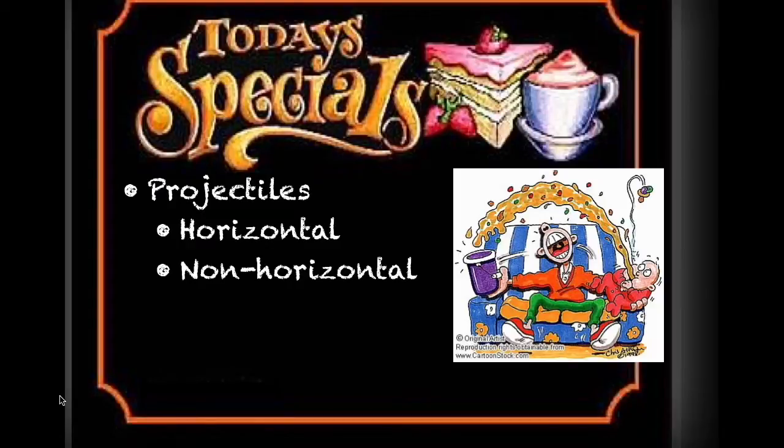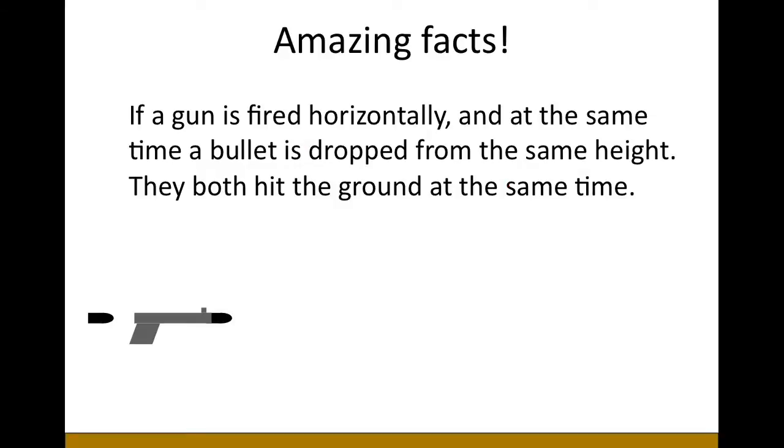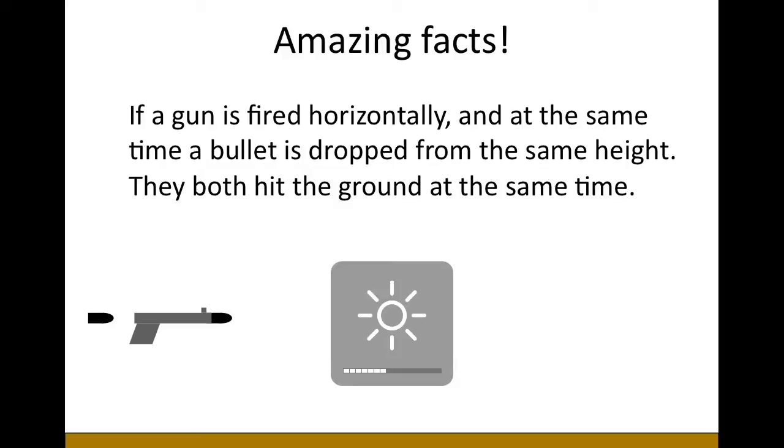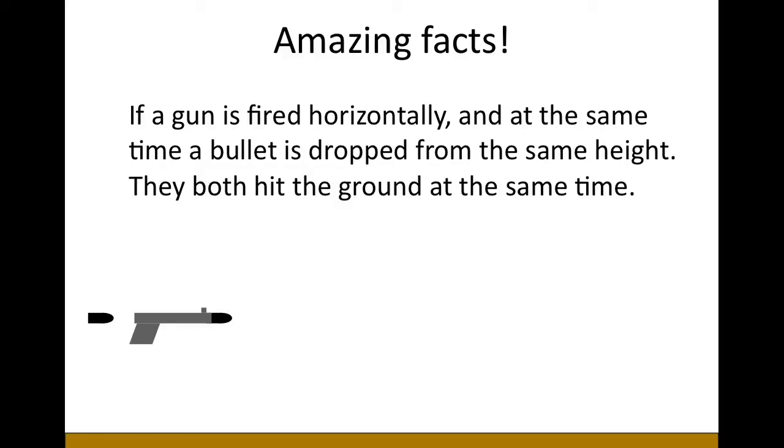So today we are going to be talking about projectiles, both horizontal and non-horizontal. Here is a really cool fact. If a gun were fired horizontally and at the same time a bullet is dropped, and the bullet is exactly the same size, same model, everything, if it was dropped from the same height, they both would hit the ground at the same time.